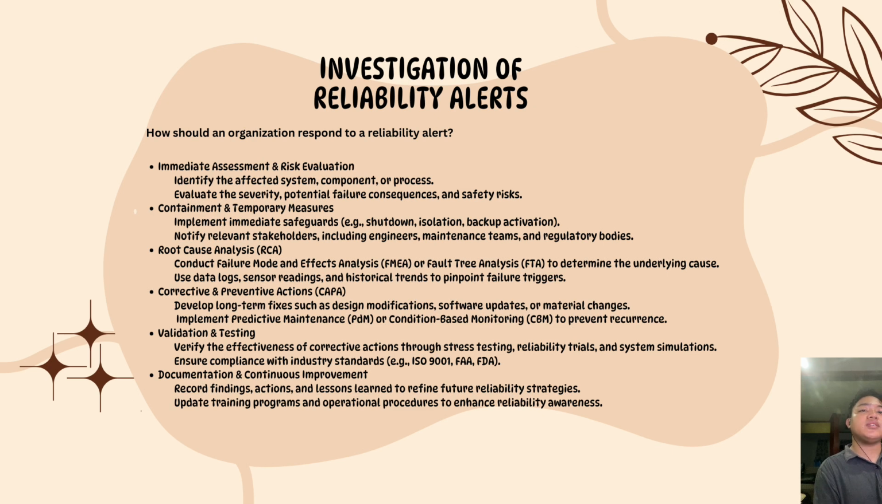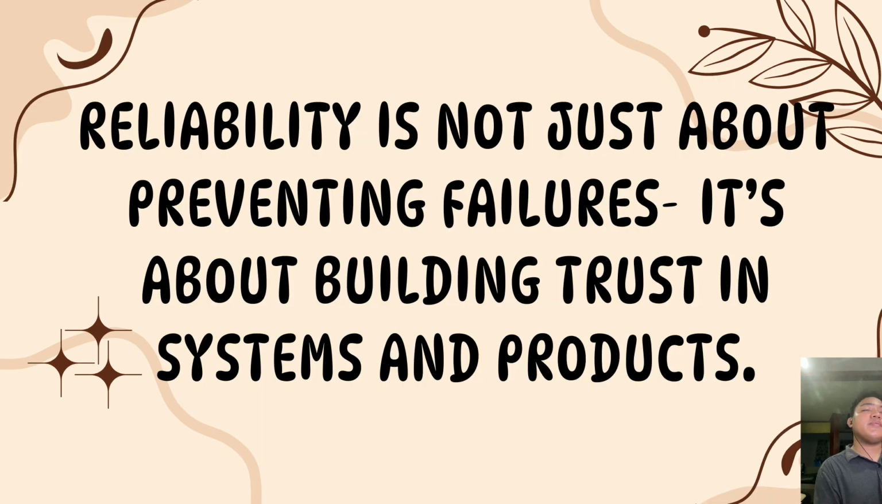Next is validation and testing. Verify the effectiveness of corrective actions through stress testing, reliability trials, and system simulation. Ensure compliance with industry standards. Next is documentation and continuous improvement. Record findings, actions, and lessons learned to refine future reliability strategies. Update training programs and operational procedures to enhance reliability awareness. Reliability is not just about preventing failures, it's about building trust in systems and products.